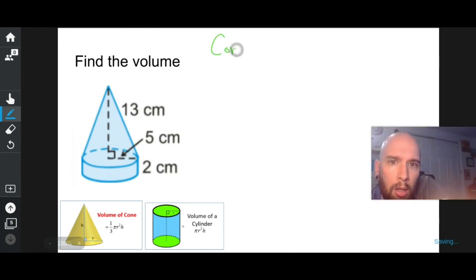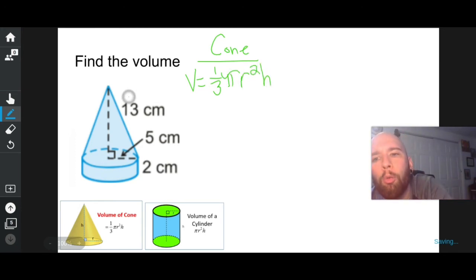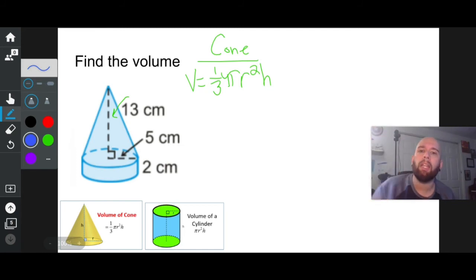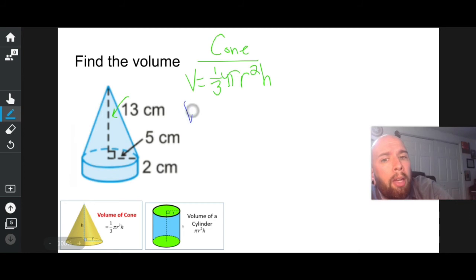The volume of a cone is 1/3 pi r squared h. I'm going to assume that 13 happens to be my height. If it's not, you could do Pythagorean theorem, but I'm assuming that that's the height. And I'm going to make it the height because this is my problem. This is my video. If you did do Pythagorean theorem, you'd get 12.